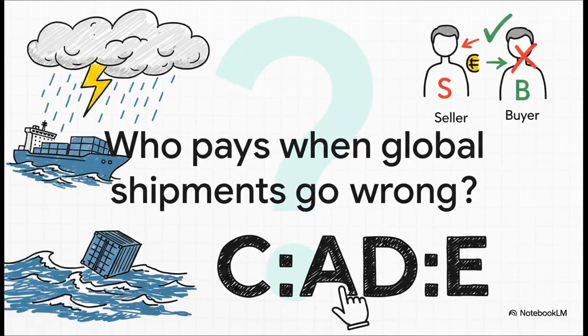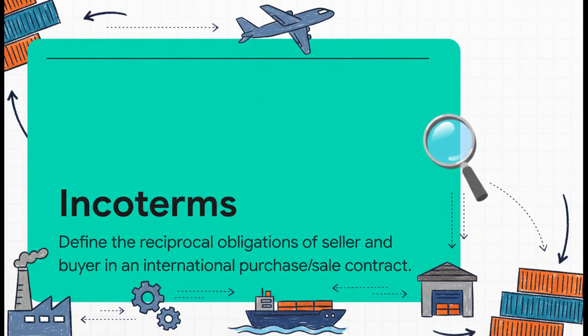Just picture this for a second. A container full of your product is on a ship somewhere in the middle of the ocean. A massive storm rolls in, and poof, the container's gone. So who's on the hook for that loss? You, the seller, or your customer, the buyer? The answer to that absolutely critical question isn't just a coin toss. It's all determined by a single three-letter code. And that code is part of the Incoterms rules.